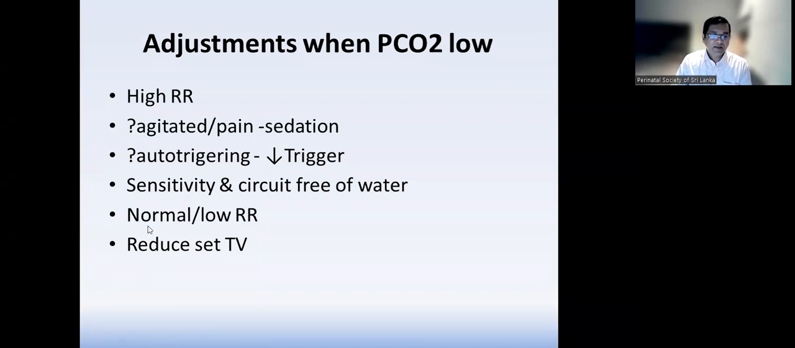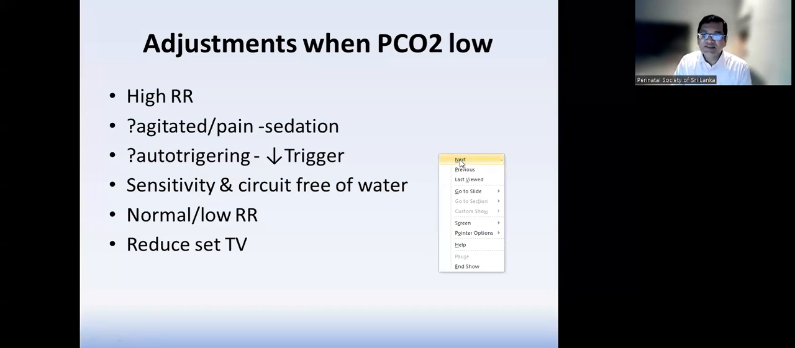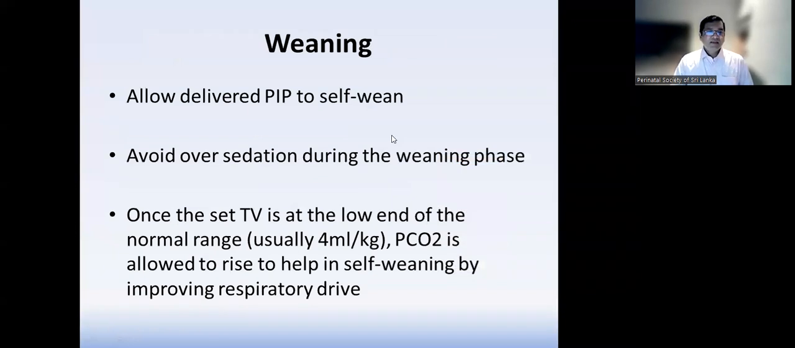And finally, the tidal volume. If there's a lot of washout, try to reduce the tidal volume, as your tidal volume may be too much. If you can manage the baby with a small tidal volume, that will be safer and will cause less volutrauma. So allow weaning; let the delivered PIP self-wean. That's what I said. With time, with achievement of the normal tidal volume, the PIP will be weaned automatically. So let it wean automatically, and you will know how much PIP you are using.